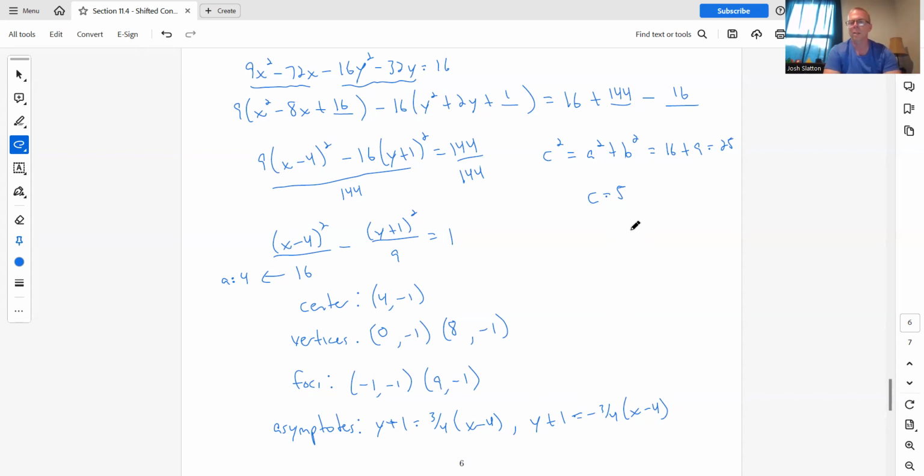And let's see, we can also graph this. 2, 3, 4, 5, 6, 7, 8, 9. Our center is at 4, negative 1, so that'd be right there. Our vertices are at 0, negative 1, and 8, negative 1.